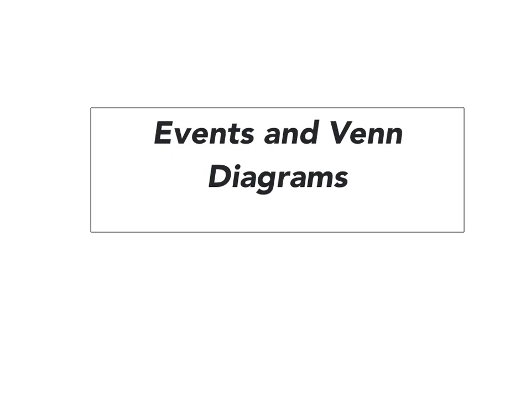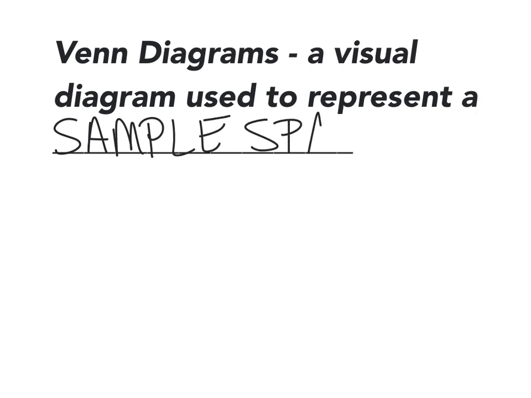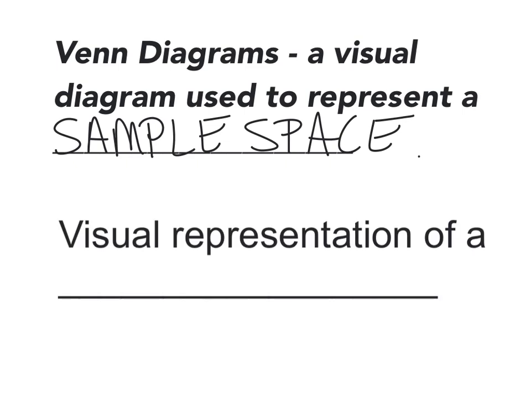Got an exciting night tonight on events and Venn diagrams. This is going to entail a lot of drawing, so make sure you leave enough room in your notebook. So maybe you are or are not familiar with a Venn diagram. So what is it? Basically, it's a visual diagram used to represent a sample space. It is what we like to say a visual representation of the population.